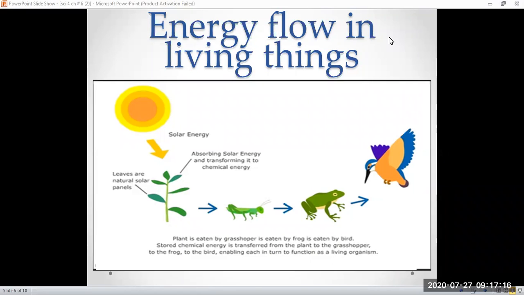So we can say that solar energy is also transferred when we eat meat or the flesh of other animals. This is also called the energy flow of living things, how energy is transferred from the plant to the different animals or human beings. This process is also known as a food chain. Here are different types of food chains you have seen.